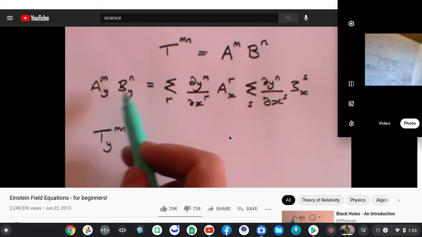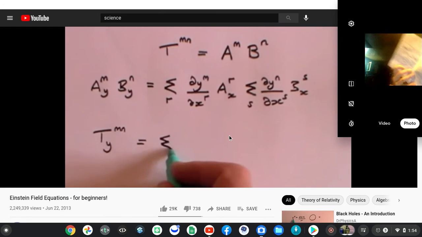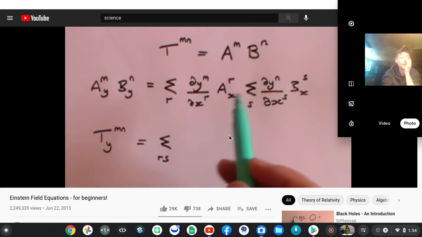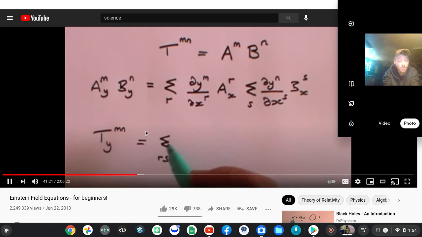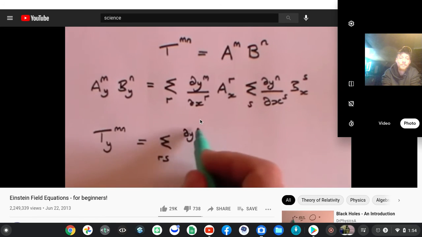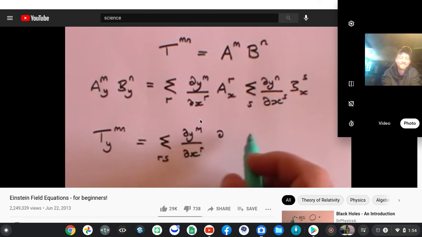And that is going to be equal to, and then you're moving in, taking the sum over r and s, which I'm just going to simplify here. Multiplied by dy m by dx r, and then you've got a dy n by dx s.